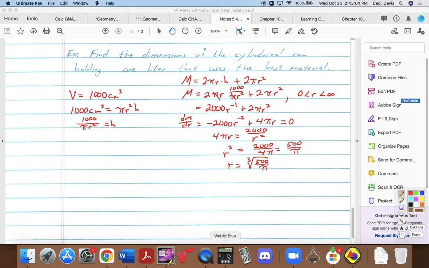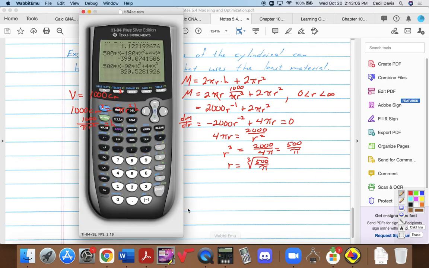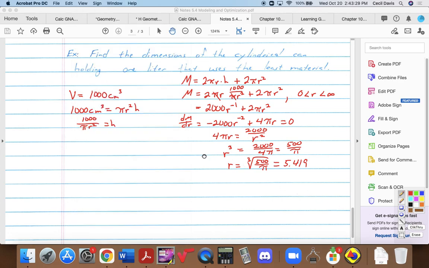And you'd probably grab a calculator to give a decimal approximation for that. So 500 divided by pi, raised to the 1/3 power. What is it? Approximately 5.419. That's what I was thinking too.